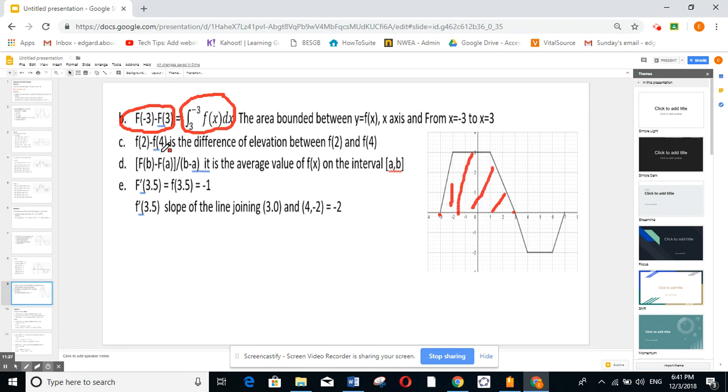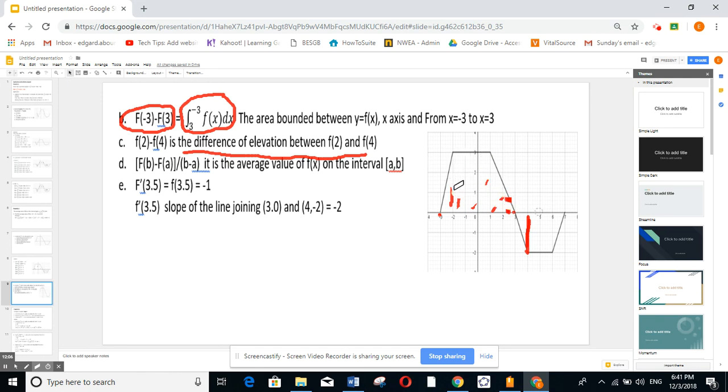What is f of 2 minus f of 4? This is not big F, this is small f. F of 2 is this elevation here, the elevation from here till here. And minus f of 4 is this elevation. So I'm going to do the upper elevation minus the lower elevation. What does this mean? It's the difference between the two elevations, between f of 2 and f of 4, because I'm talking about small f, not big F.